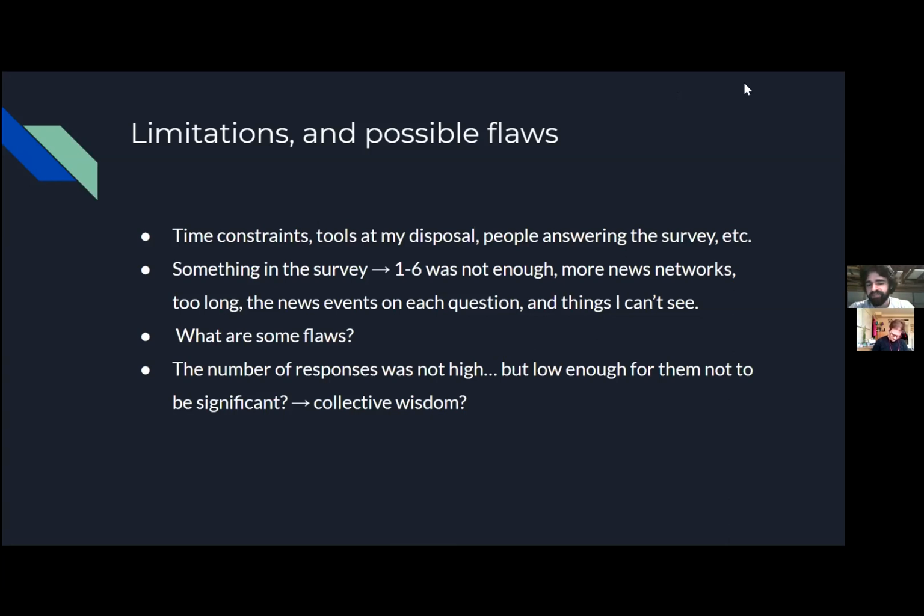Now, we didn't have a lot of responses. Unfortunately, I sent like 200 emails. But is this significant? Should we care? You know, should we have a notion of collective wisdom? The sort of thought that when you take opinions or estimations from a large group of people, you get closer to the truth.